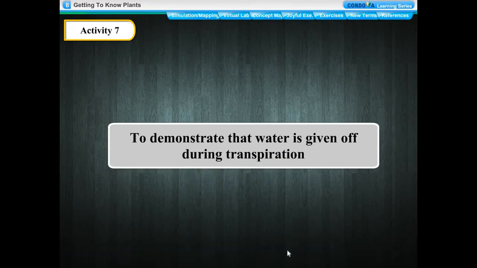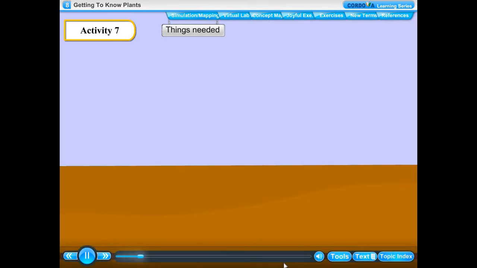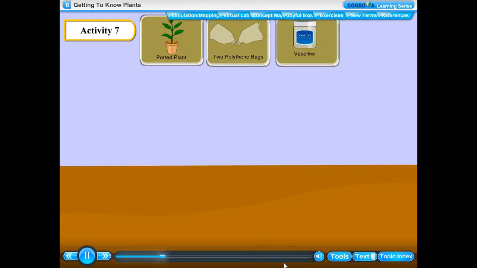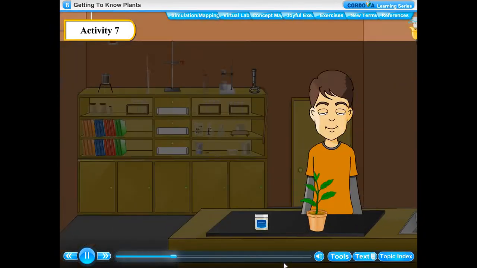Activity 7. To demonstrate that water is given off during transpiration. Things needed: a potted plant, 2 polythene bags, Vaseline. Method: take a recently watered potted plant.